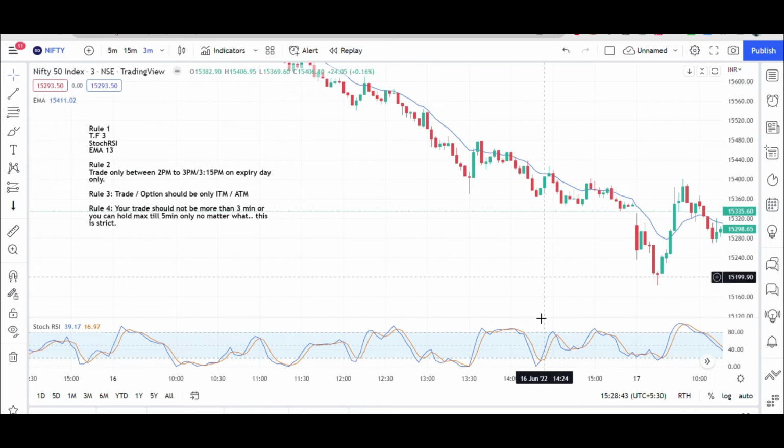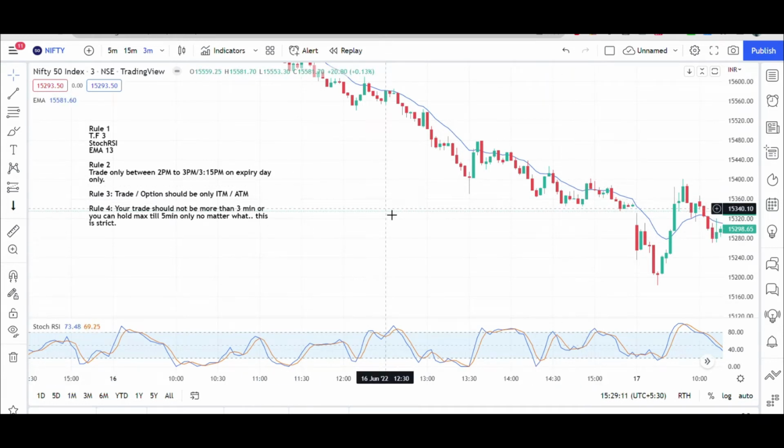There are other rules that I will come back to while explaining. Our time frame should be 3 minutes. Indicator should be stochastic RSI as it is, and exponential moving average 13. Trade only between 2 p.m. to 3 p.m. or max till 3:15, only on expiry day. On other days it will work, but you will not get that much quick premium change in the scalping.